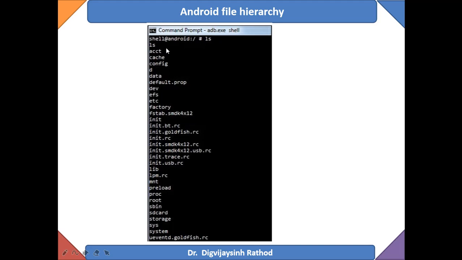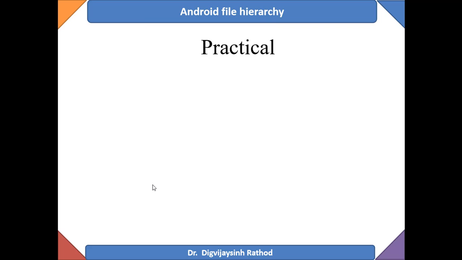Now these are the common file structures which you can see on the screen. When you are in the shell of the Android phone and you list the files and folders using the ls command, you will see a list like acct, cache, config, data, default.prop, dev, and other files and folders. I'm not going to touch each file and folder, but I will practically explain some of the important files and folders which you should know to be a good forensic investigator. So we'll do our practicals directly.